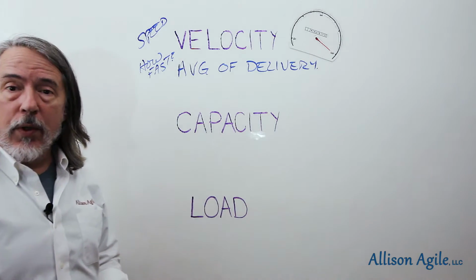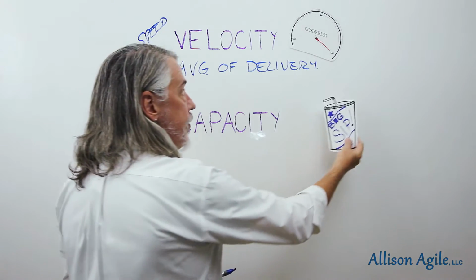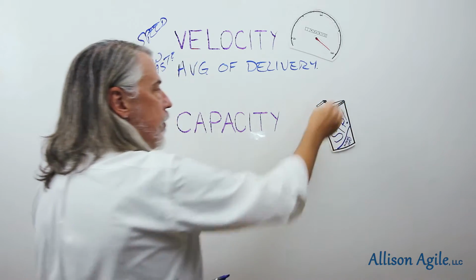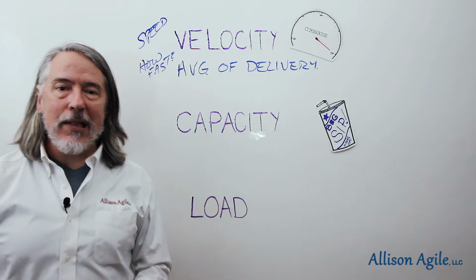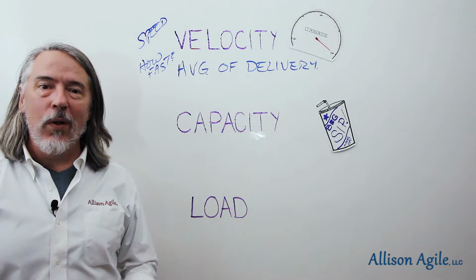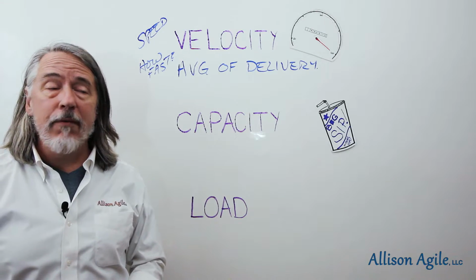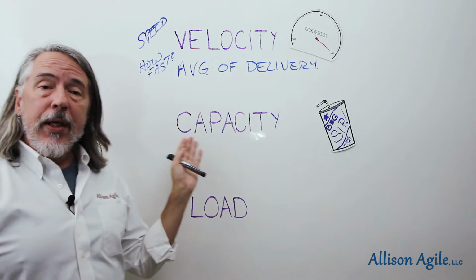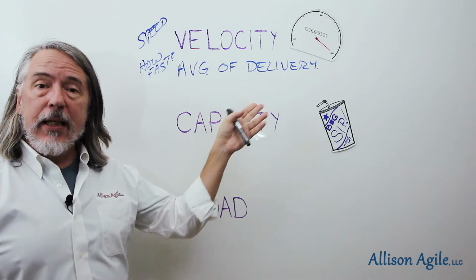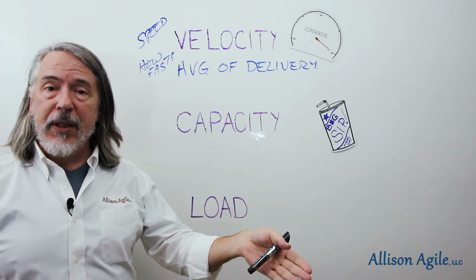The next word that we're going to be looking at, the next term, is capacity. And for capacity, we're going to put a big old sippy cup over there, right? Like the big sips you get at 7-Eleven or whatever convenience store you might have. Capacity is simply velocity minus expected availability.